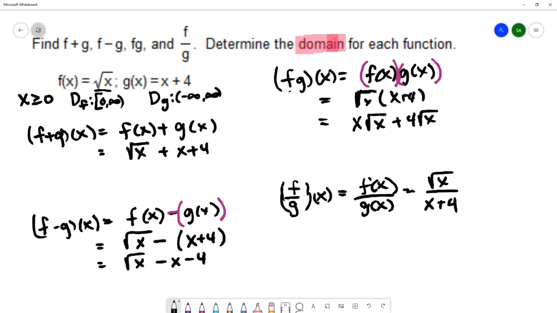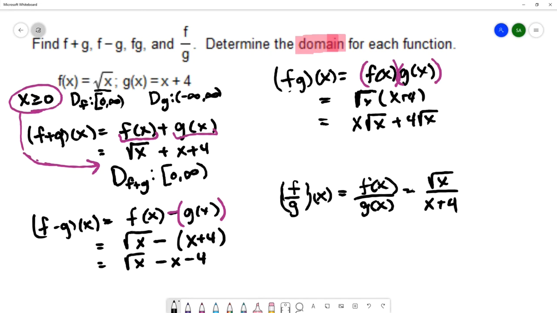When we use f and g to create those combined functions, now we need to bring in the restrictions from those originating functions. And we only have this restriction of x being greater than or equal to 0. So for f plus g, the domain of f plus g, we only need to consider that restriction, 0 to infinity. The same thing happens with subtraction, and the same thing happens with multiplication.